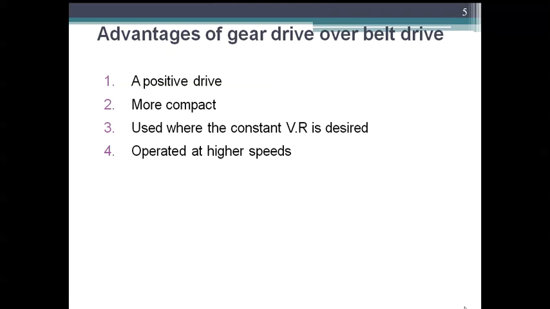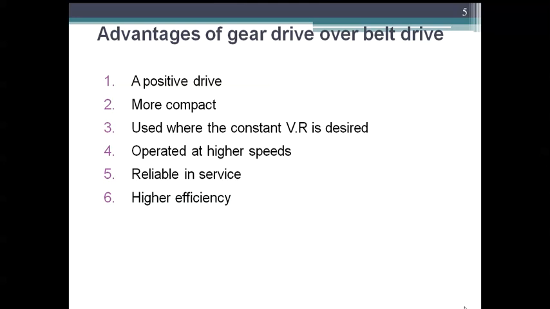So it is used where the constant velocity ratio is required, and it is operated at high speeds. It can be operated at higher speeds because it has precise tooth profiles, and there is no slip. And it is reliable in service. So we can blindly believe the service, that it exactly transmits the power. It cannot be damaged at any point of time. So that is the reliability in the service.